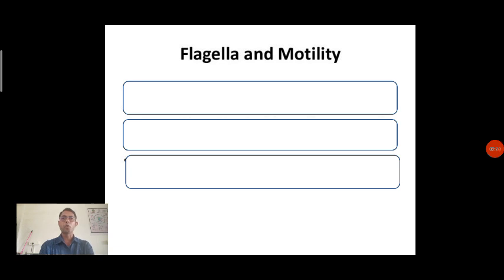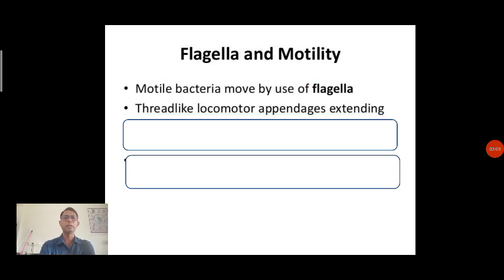Now, what is the organelle available to bacteria for movement? It is nothing but the flagella, and flagella help them with motility. Flagella come in different types. For example, sometimes bacteria go forward, sometimes they move backward. For these movement purposes, flagella are available. A motile bacterium moves by the use of its flagella.